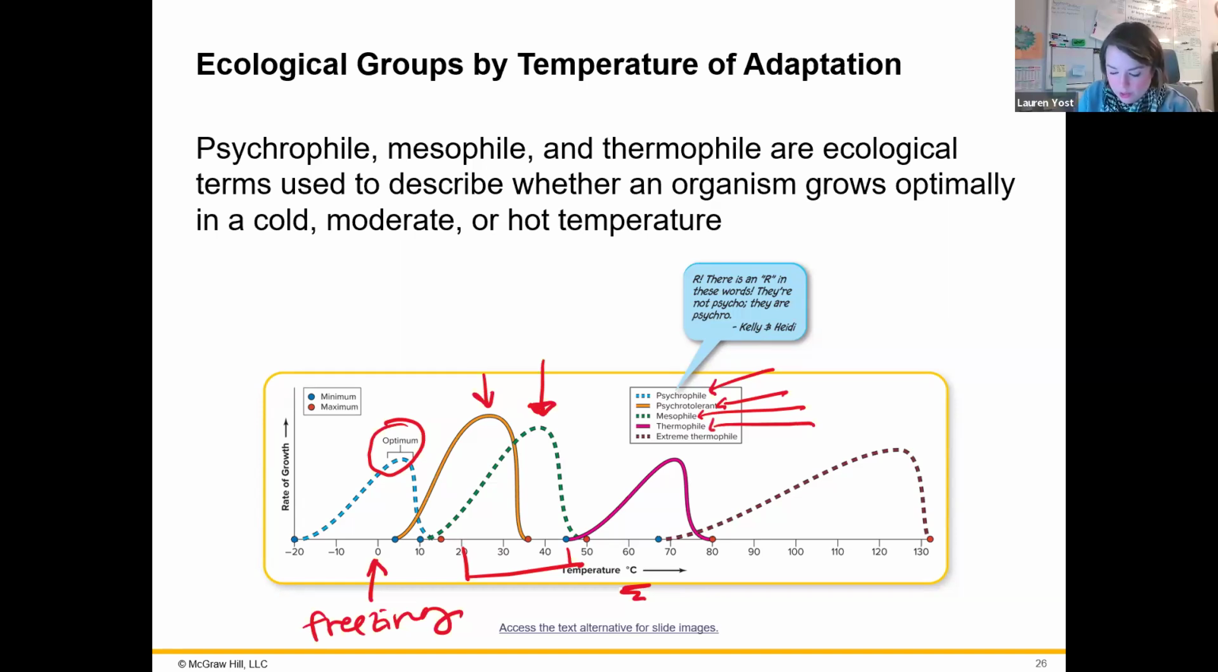Thermophiles like it hotter. So they're in our pink. They are here. These are our thermophiles. Now we're getting much, much hotter until you get to the extreme thermophiles. Remember, 100 degrees Celsius is boiling. And so we have microbes that will actually flourish at temperatures above boiling. That's wild. So we're going to learn a little bit about these groups here.